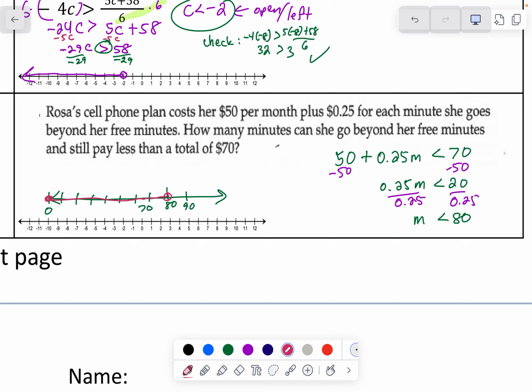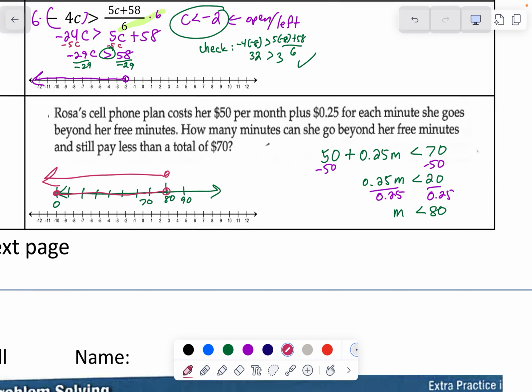They didn't tell us how many free minutes she gets. So let's say that she only gets 50 free minutes. Then we really should shade between 50 and 80, which would keep her under the $70 limit. Sometimes with a real-life application problem like this one, to match your inequality, you would shade everything to the left. But technically, negatives aren't used in real-life applications. I would accept it either way. Okay. Any questions on example 4?